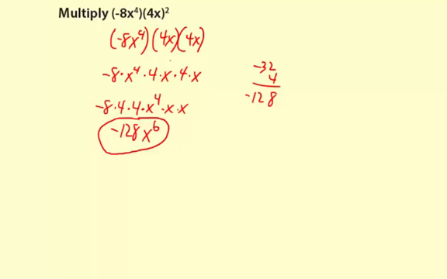Okay, let me show you another way to do it. The second way is going to be using a rule of exponents. So the first part stays the same, negative 8x to the fourth. And then instead of writing 4x times 4x, I'm going to distribute this power of 2 to the 4 and the x. So it's going to be times 4 squared and then times x squared.